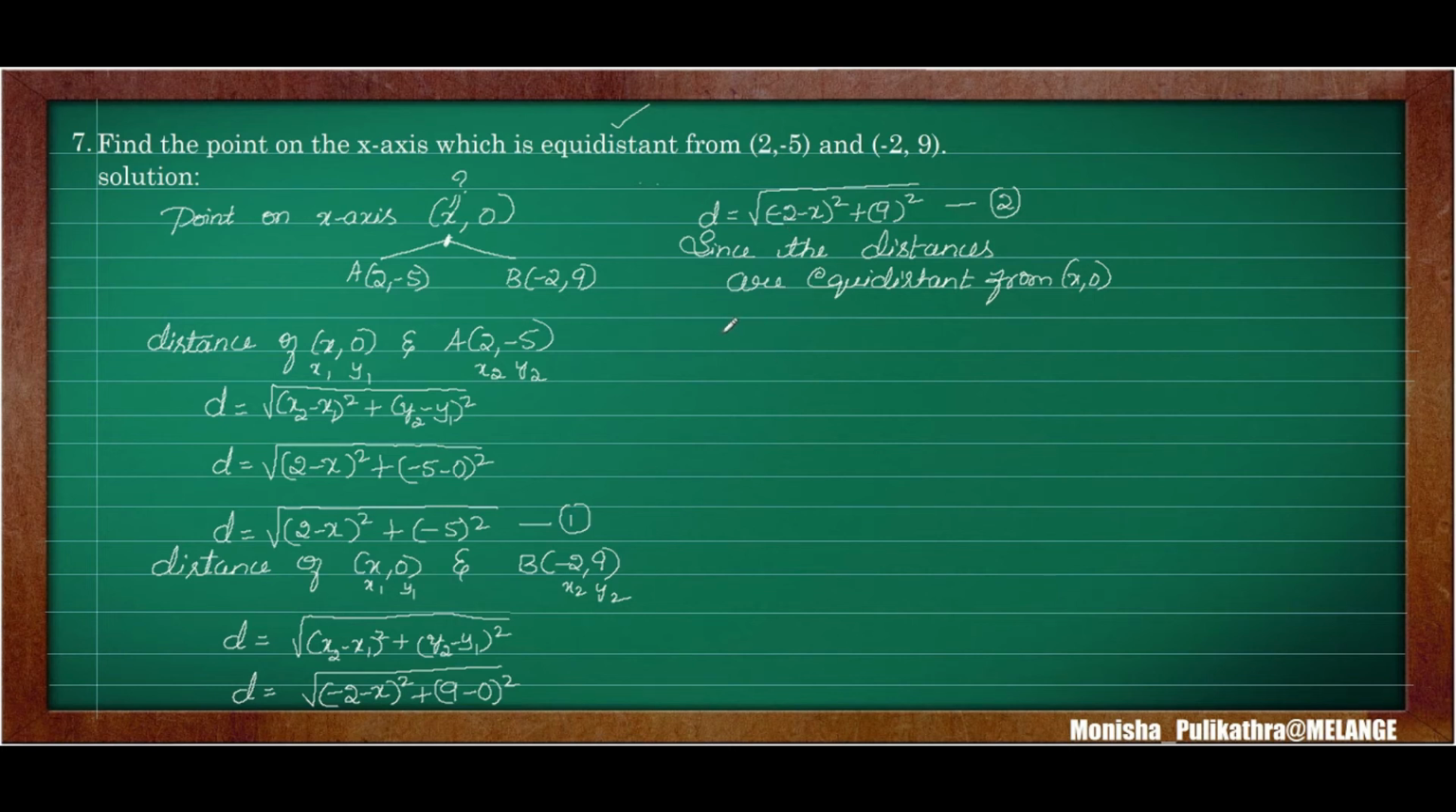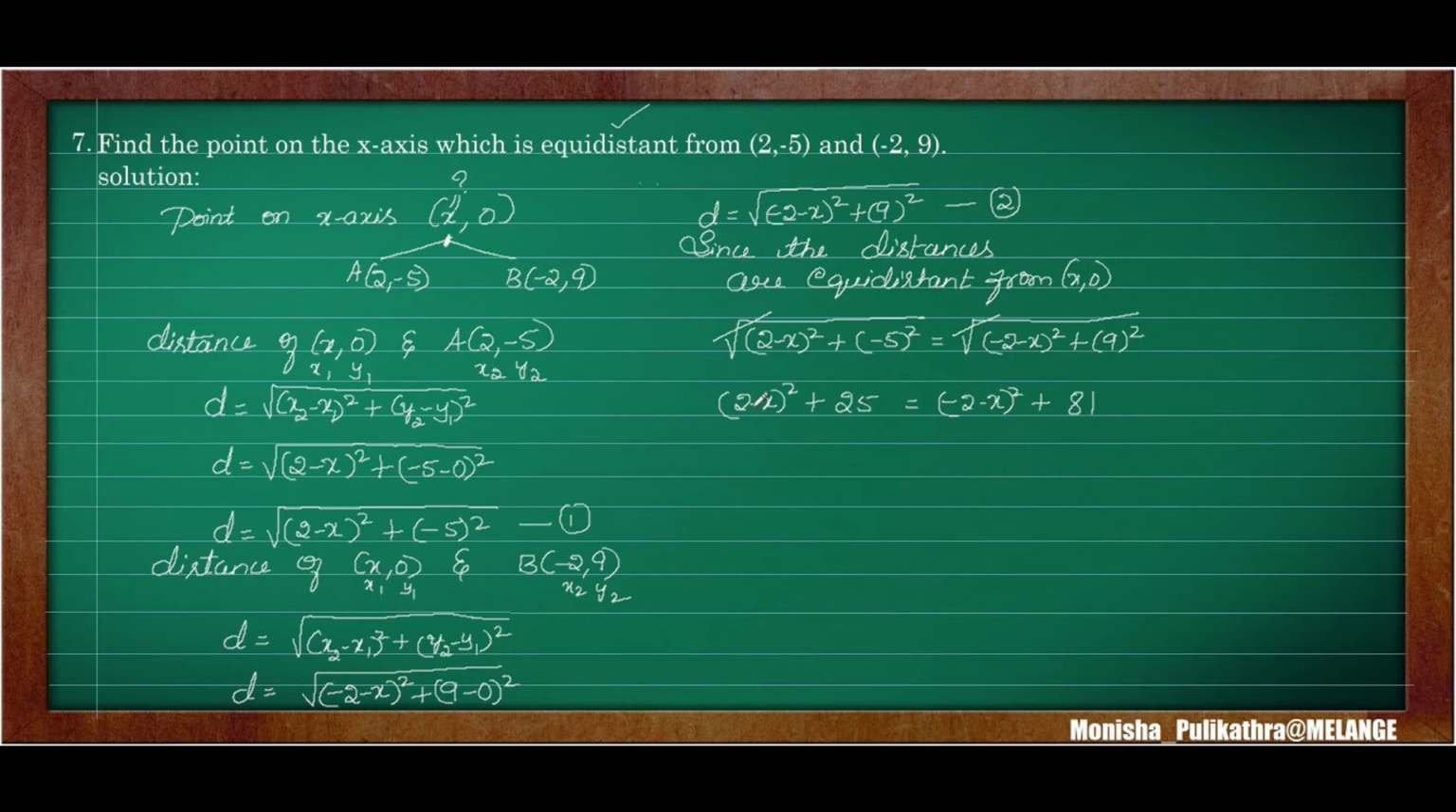So write those things. It will become square root of (2 minus x) whole square plus (minus 5) whole square is equal to square root of (minus 2 minus x) whole square plus 9 whole square. Here this root and this root cancel each other. So the remaining is (2 minus x) whole square plus (minus 5) whole square, which is 25, is equal to (minus 2 minus x) whole square plus 9 square, which is 81.